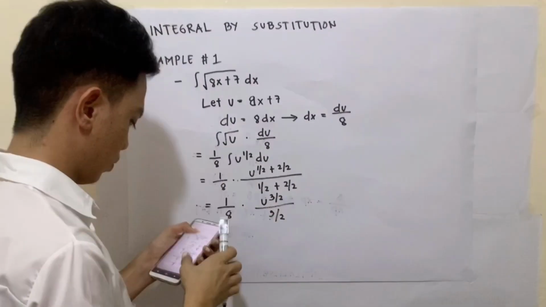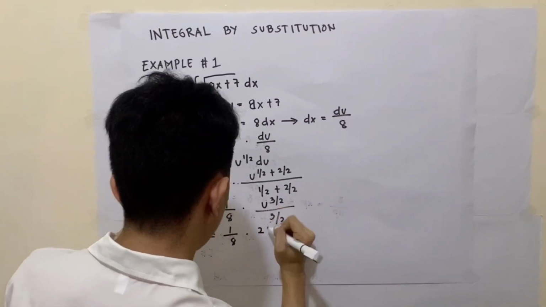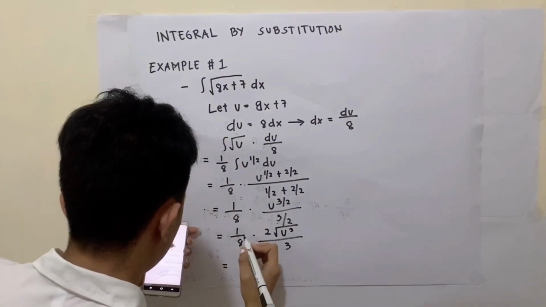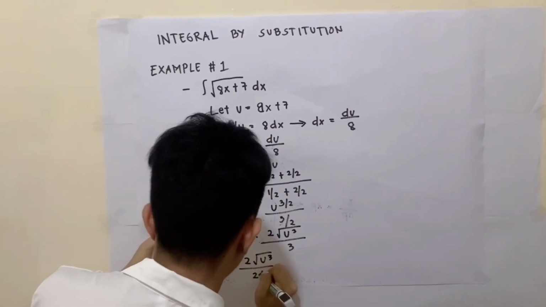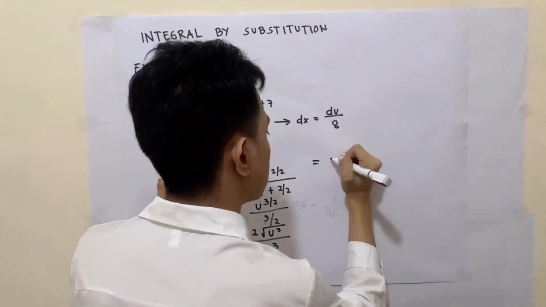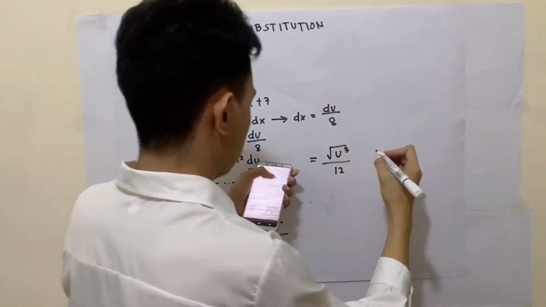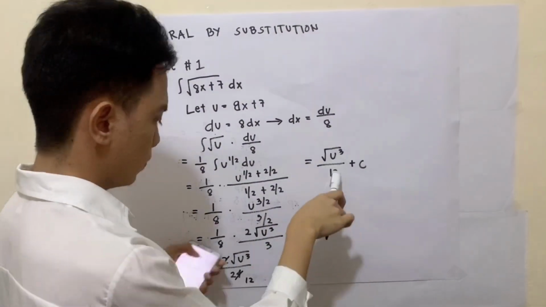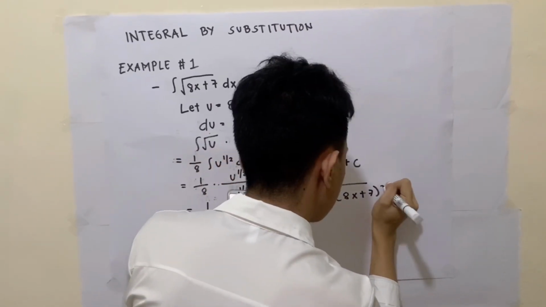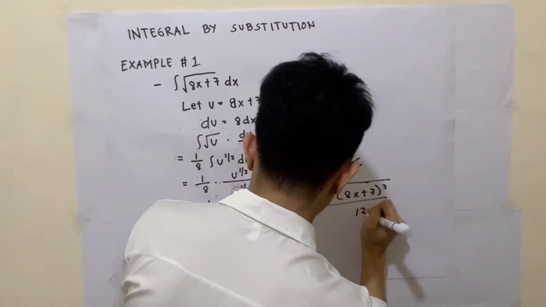To simplify, we'll have 1/8 times 2 square root of u cube over 3 equals 2 square root of u cube over 24. Cancel 2 and 24 will become 12. So, we'll have square root of u cube over 12 plus c. Finally, let's substitute the function. The square root of quantity 8x plus 7 cube all over 12 plus c.